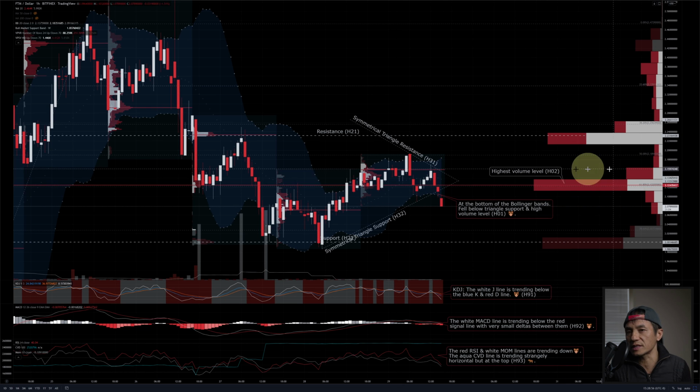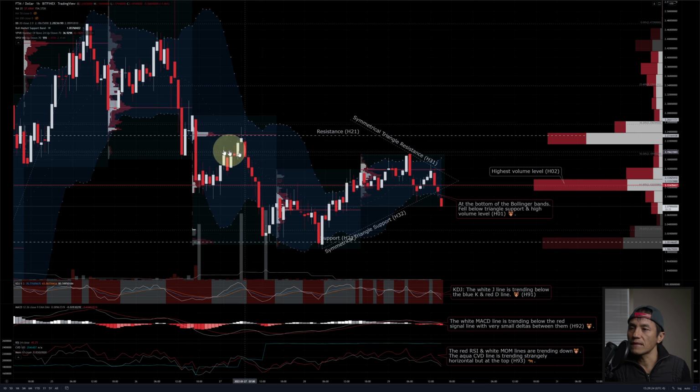The reason it's good support here is because it had the highest volume for this time range, and this goes back to January 24th, and it broke through that. So it broke through the symmetrical triangle and the high volume level. And it's at the bottom of the Bollinger Bands right now. So here's the bottom of the Bollinger Band. Here's the top.